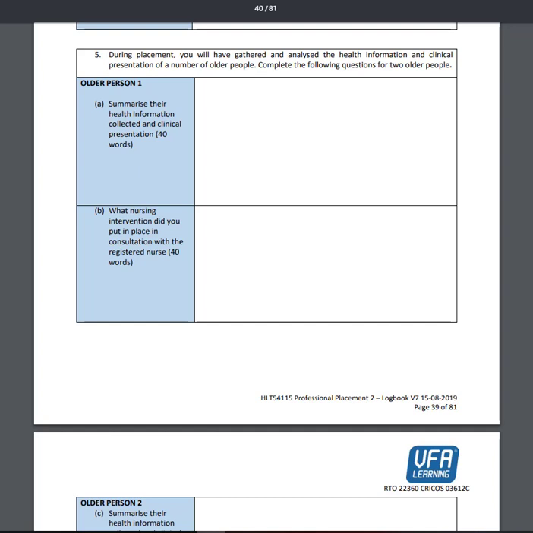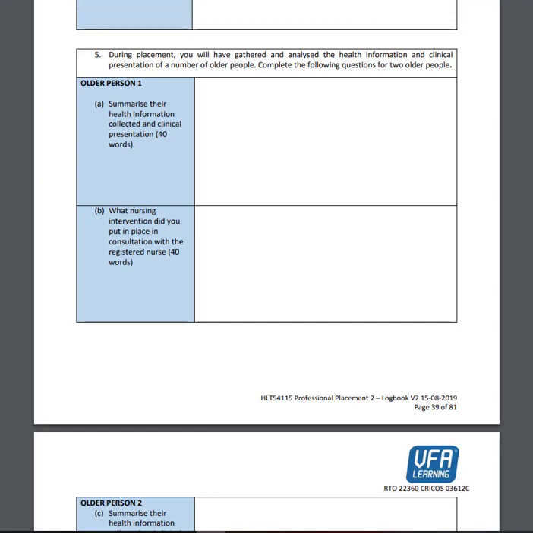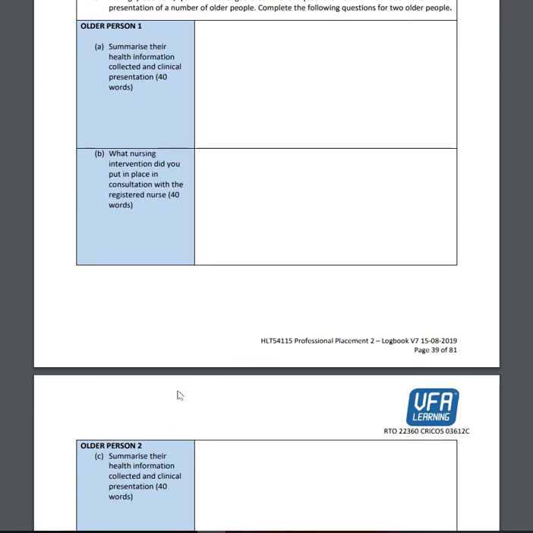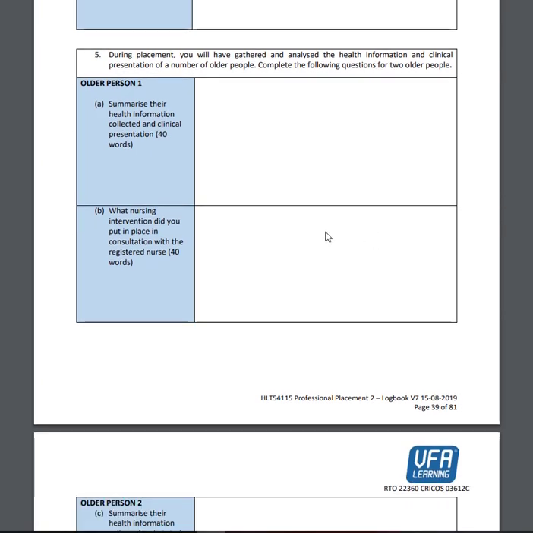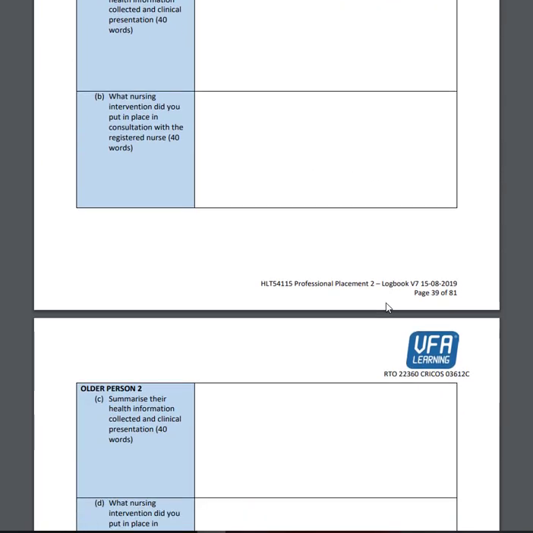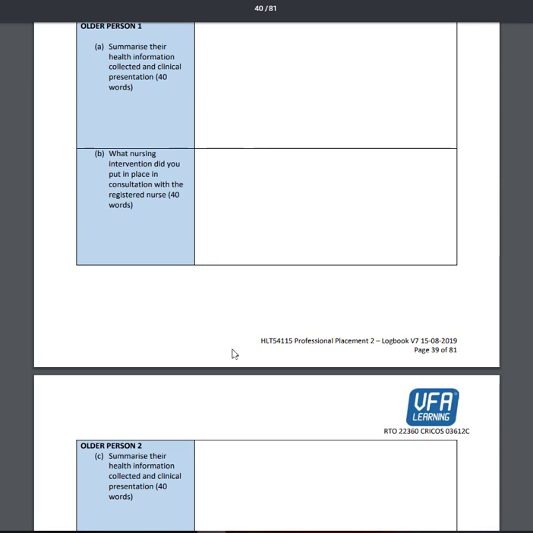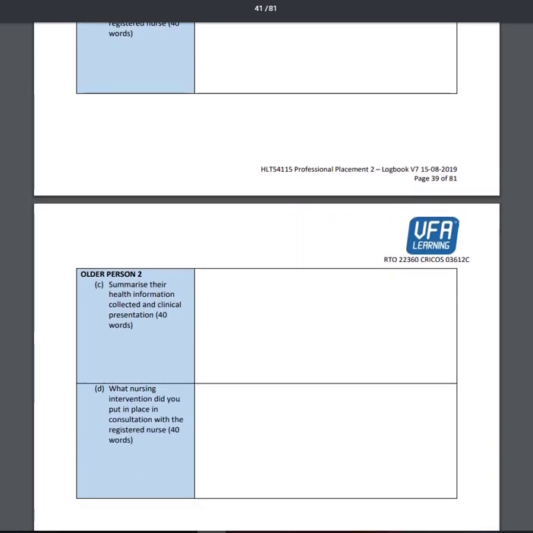Question 5 is related to the previous observation checklist where you analyse the health information for 2 people, so an older person with dementia and an older person with a disability. So we want you to use that information to complete the following 2 questions. So summarising the health information you collected as well as the nursing interventions that you put in place, both for the person with dementia and then the person with the disability.